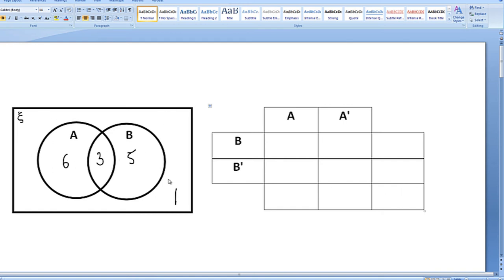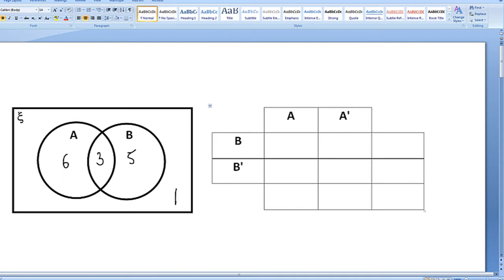What we've got here is a Venn diagram indicating that there's a total of 9 elements in A, 8 elements in B, 1 element in neither A nor B. So what we're going to do is, using this Venn diagram here, we're going to transfer this information over to this two-way table. I've heard them called Karnaugh maps also.